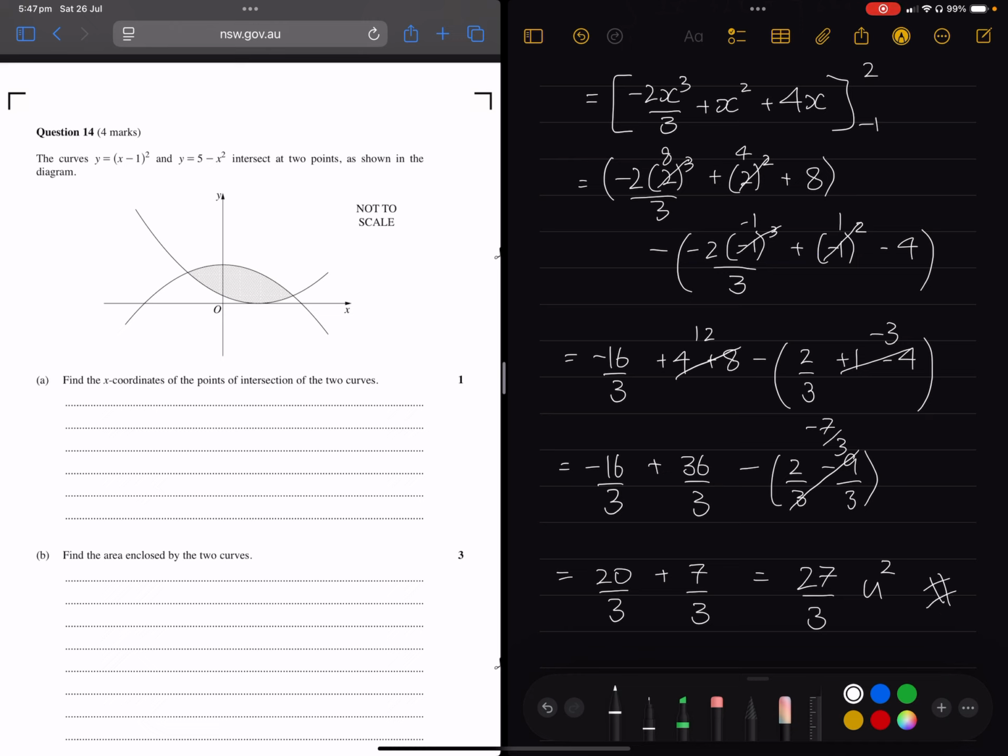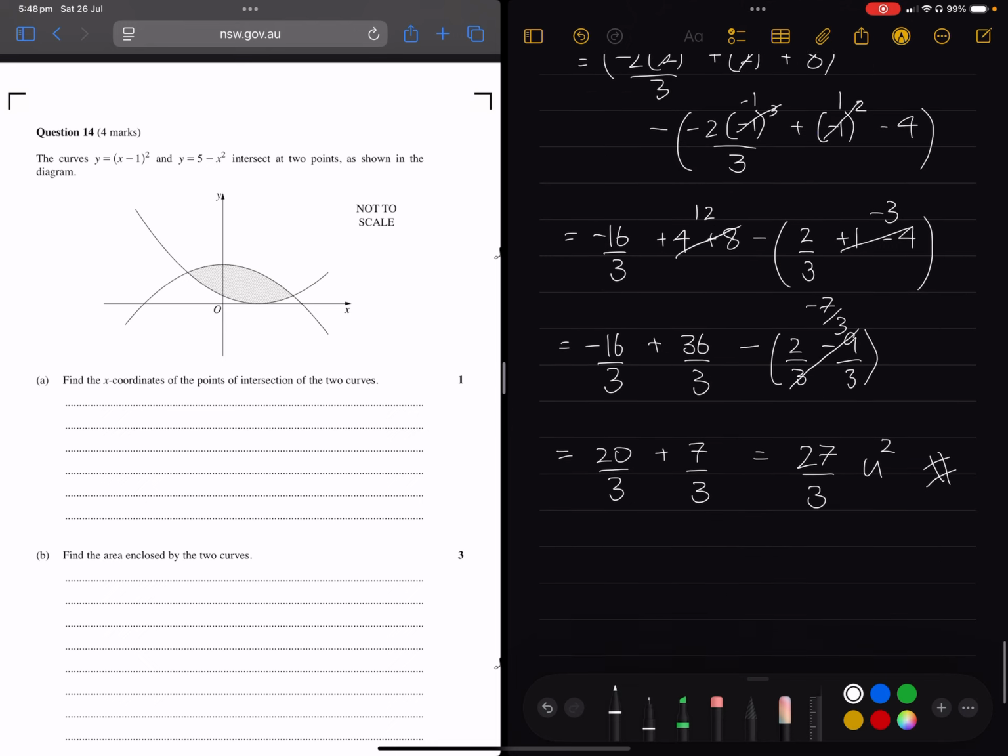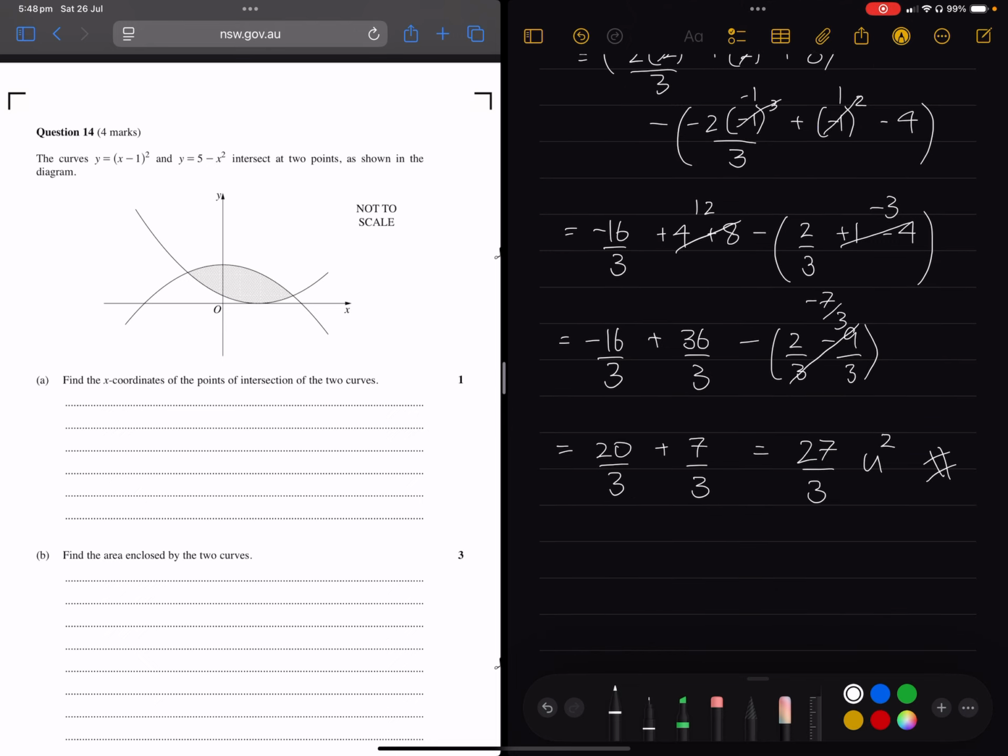So in this question, the main difficulty was the actual algebra. When you start evaluating the expression, you've got to be careful not to lose or gain a sign. The other thing you've got to be careful of right at the end here is you have to recognize 27 thirds is actually 9. 27 thirds is mathematically right, but they will want this written as 9 units squared. And this is question 14.